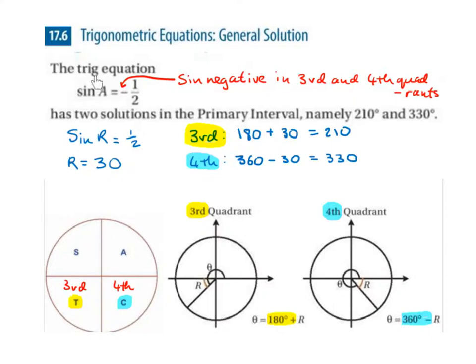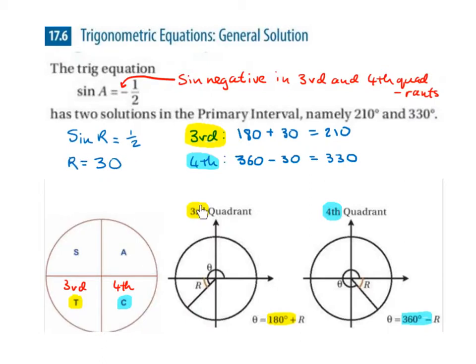So sine of A equals minus a half, so sine of the reference angle equals positive a half. We make this into a positive because we always take the modulus. So the reference angle is going to be 30 degrees, because the inverse function of sine of a half is 30, so the reference angle is 30 degrees.